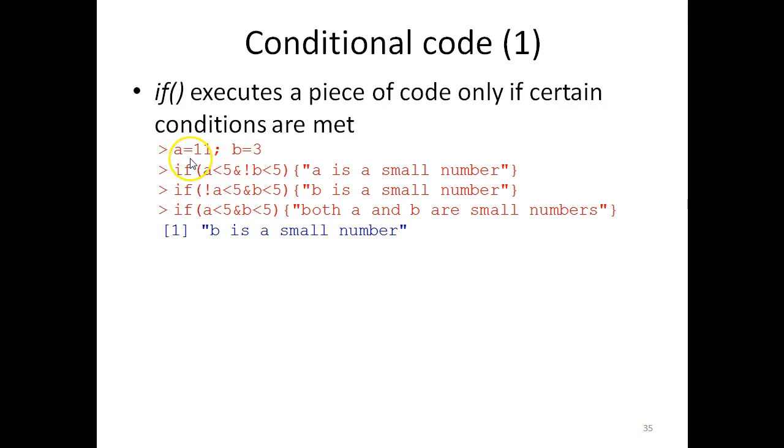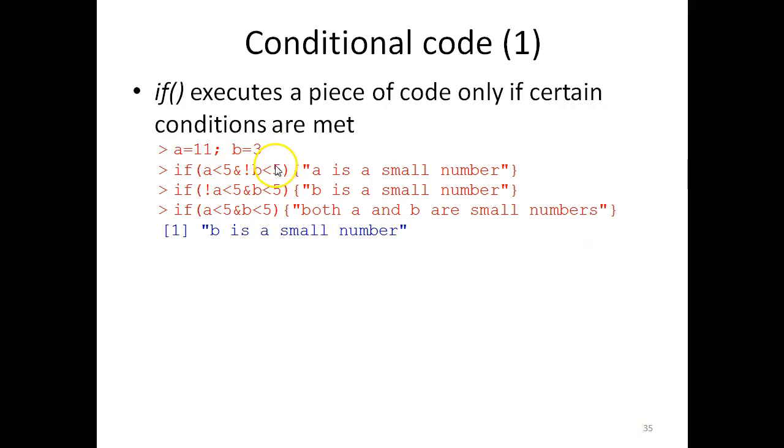So we provide values for A and B, 11 and 3. And then we have three conditions here. The first if condition says that if A is less than 5 and B is not less than 5, then R should print A is a small number, and B is obviously not a small number because it's not less than 5.